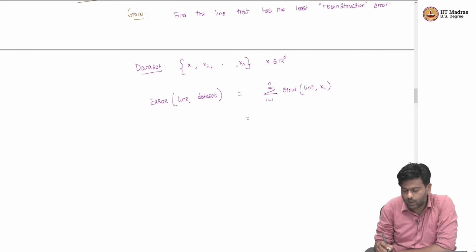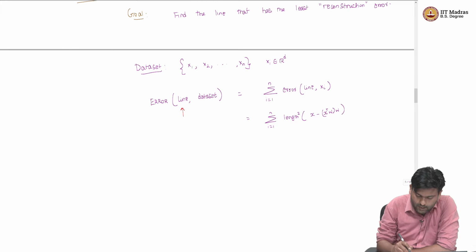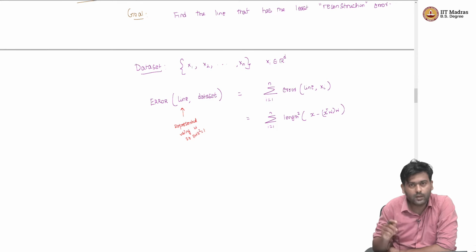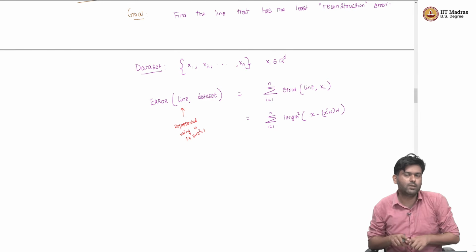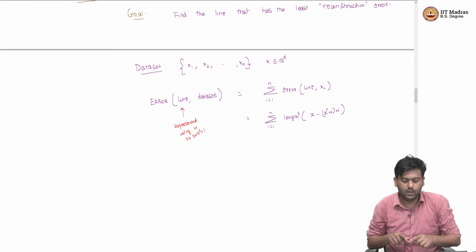But what is the error of a particular data point on a line? Well, that is just the length squared of this line, which we are going to think of as being represented by some w, is just x minus (x transpose w) into w. Now, remember, this line is going to be represented using w such that the length of w is 1. So, w transpose w, or norm w squared, is 1. That is how we are going to think of lines, right. Among all possible lines represented by vectors in the unit circle, I want to find the best line.